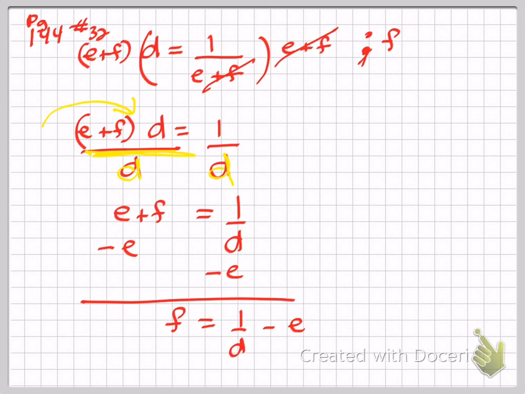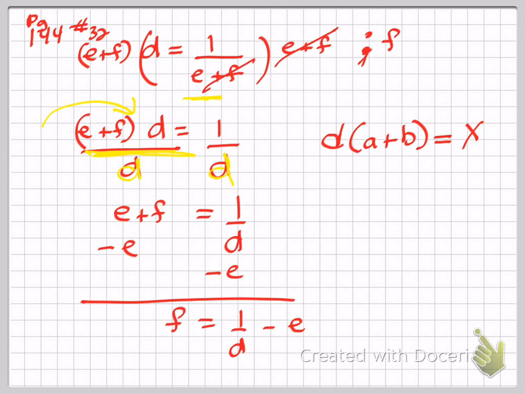Chloe? So is it only a binomial when you have an addition or subtraction sign? A binomial is made up of one or more terms, separated by plus or minus signs. So it's really only in this situation. So let's say I had another problem like this. Let's say I'm given d times the quantity a plus b equals x. And I want to solve for b.